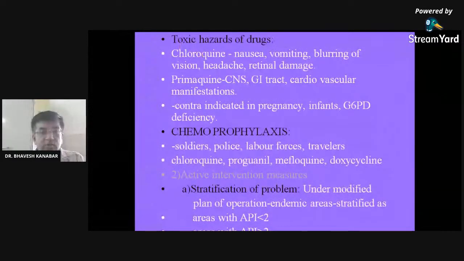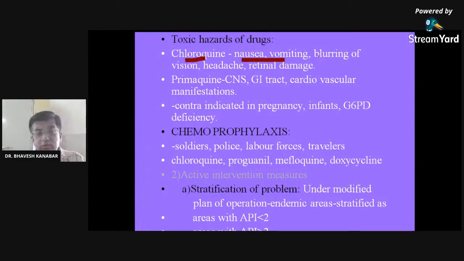Toxic hazards of the drug. For chloroquine, it may cause nausea. Particularly, chloroquine is very much toxic. It may cause nausea, vomiting, right? On short-term use, and on long-term use, particularly as chloroquine has other uses also, it may cause blurring of the vision, headache, retinal changes.